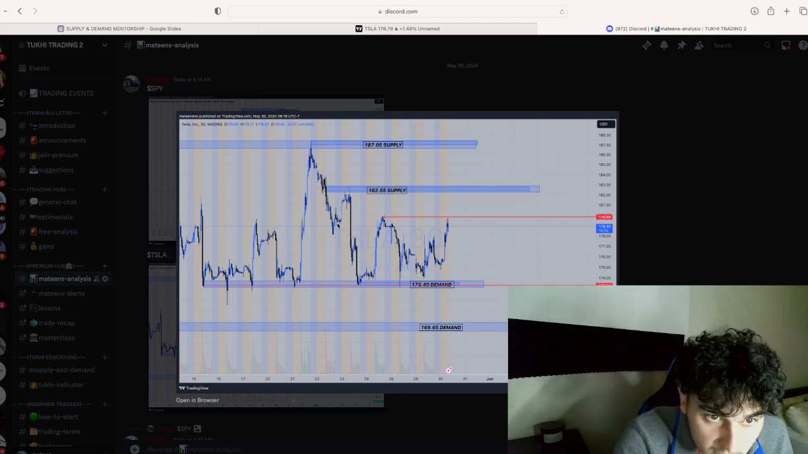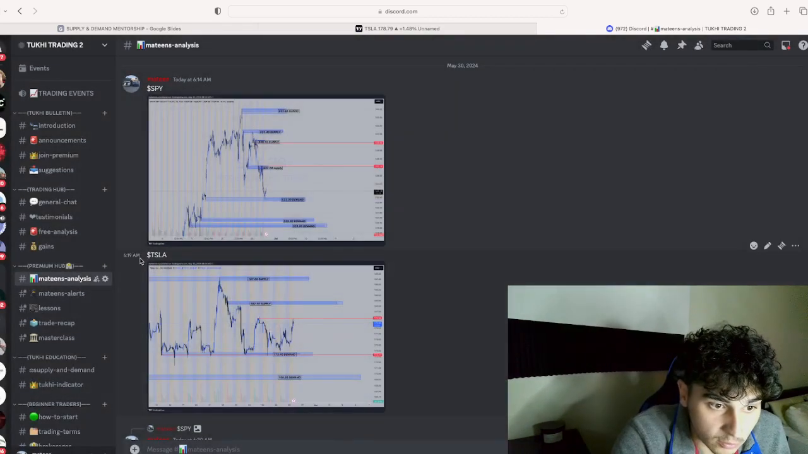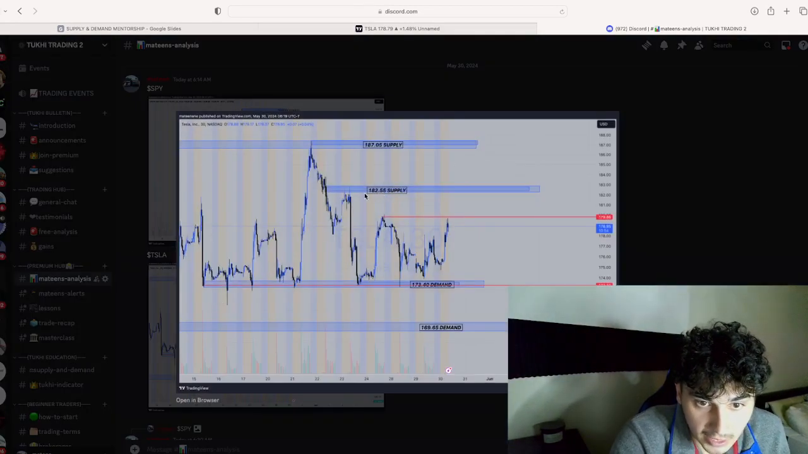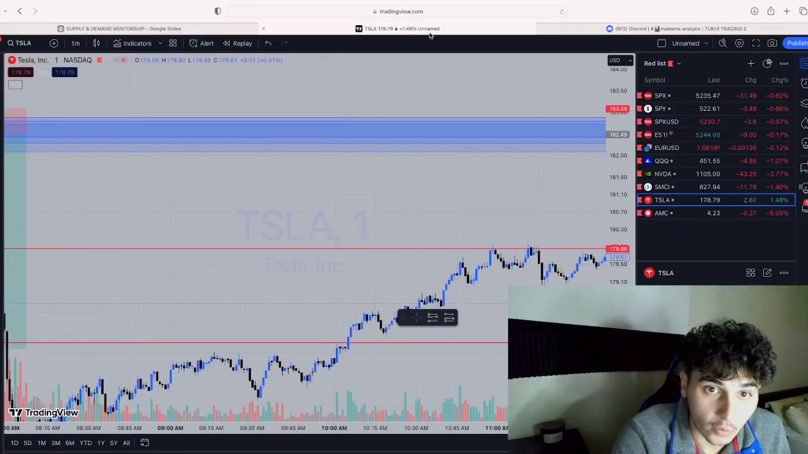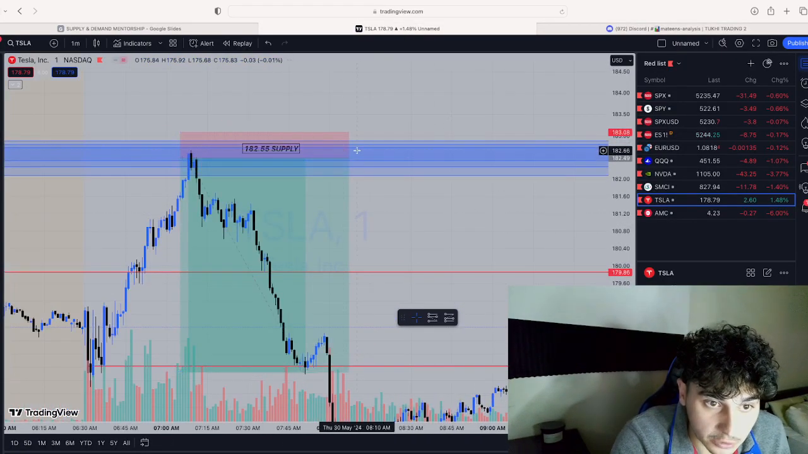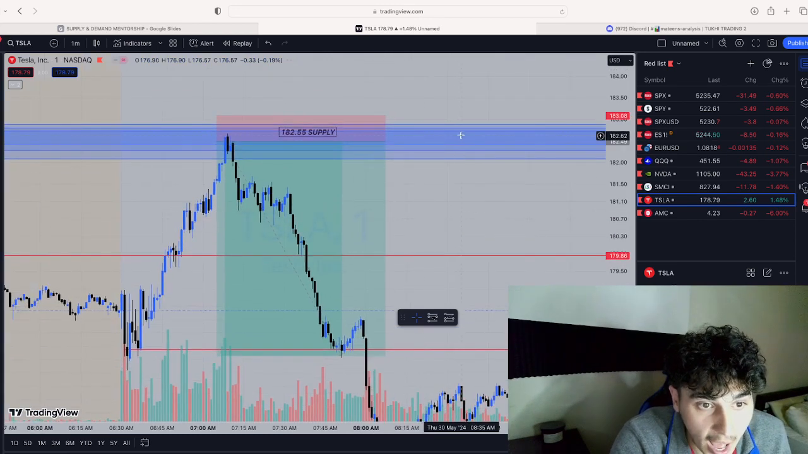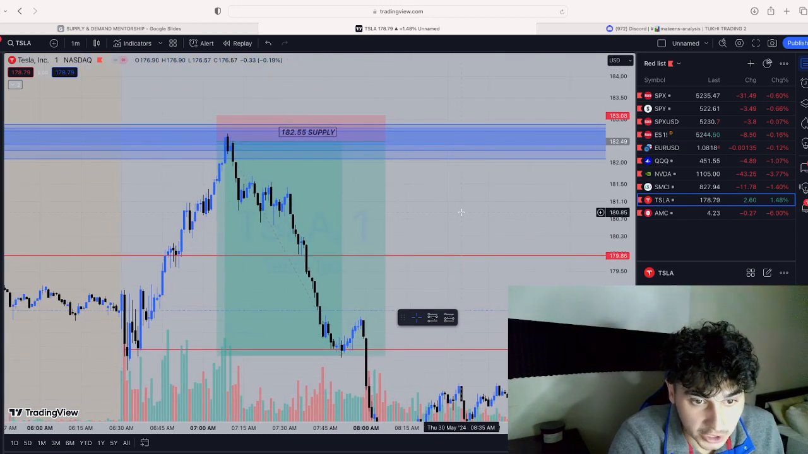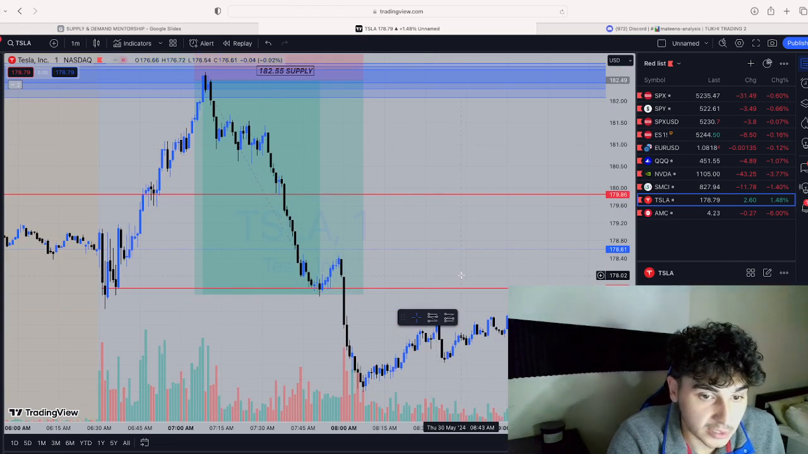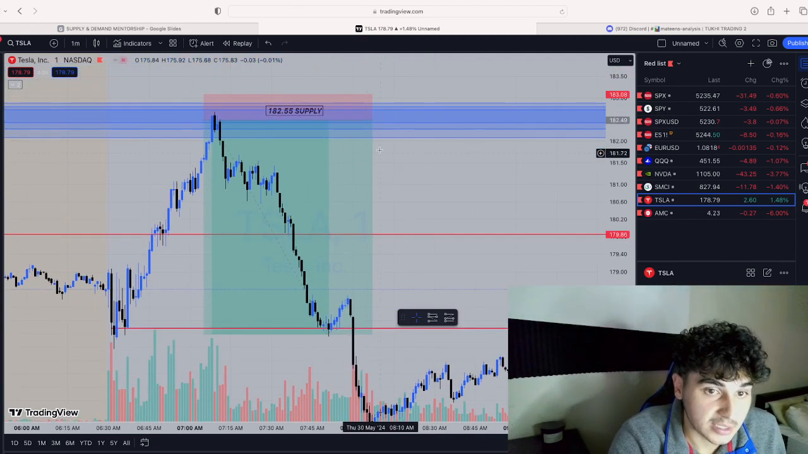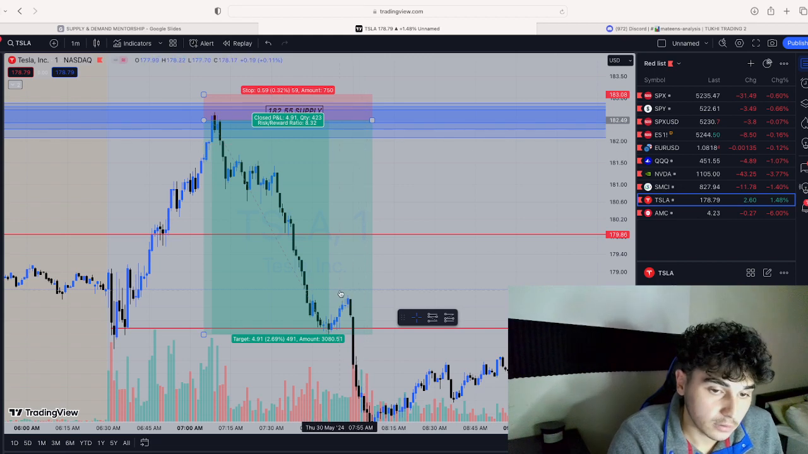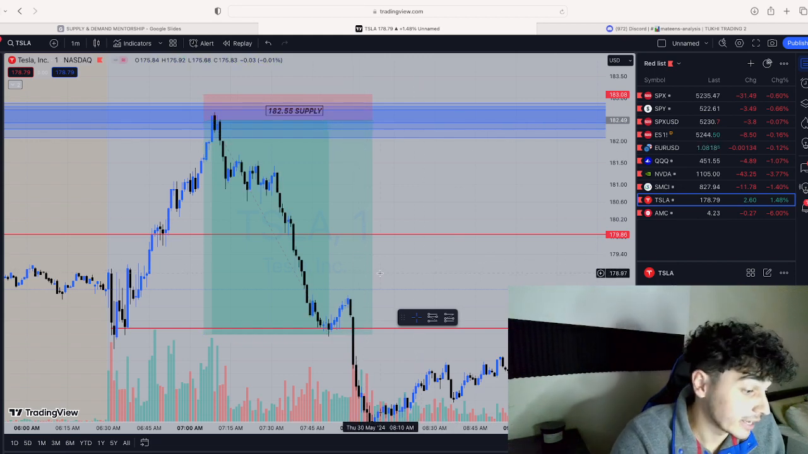For example, here's my Tesla chart, which was today at 6:19 a.m., 10 minutes before market open. You can see I alerted this 182.55 supply area going into Tesla. That was the highest point in which price reached before we absolutely dumped to the downside. This was also the same exact zone that I took the trade off of, resulting in over 150% on the option contracts.